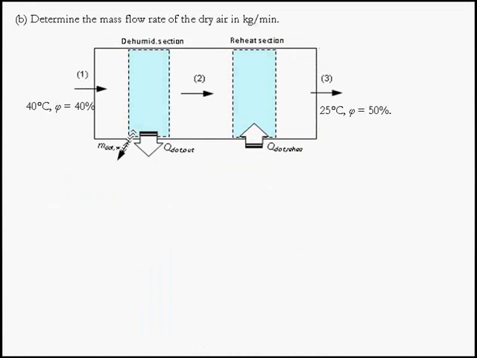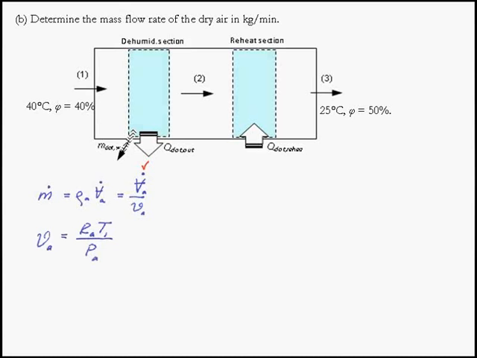Okay, so part B asks us to find the mass flow rate of dry air in kilograms per minute. I've been given the volumetric flow rate of the dry air at state point 1. In order to find the mass flow rate of dry air, I simply multiply by the density of dry air. Or recognizing that density is 1 over specific volume, I just need to calculate the specific volume of the air at state point 1.